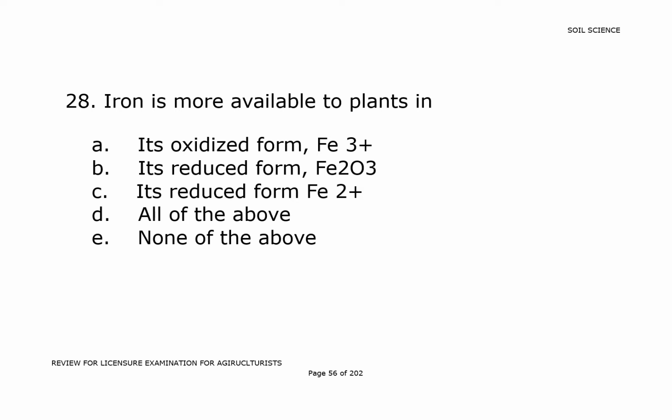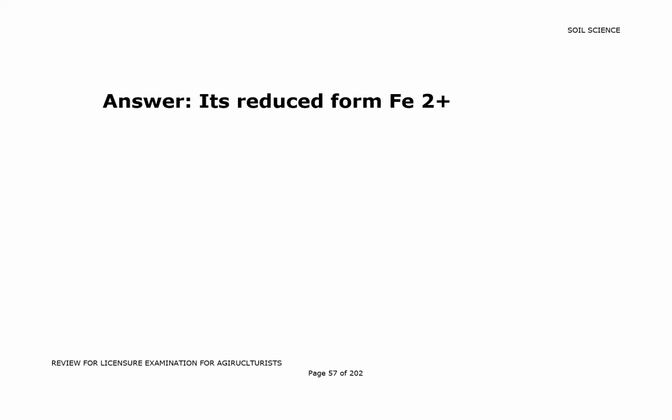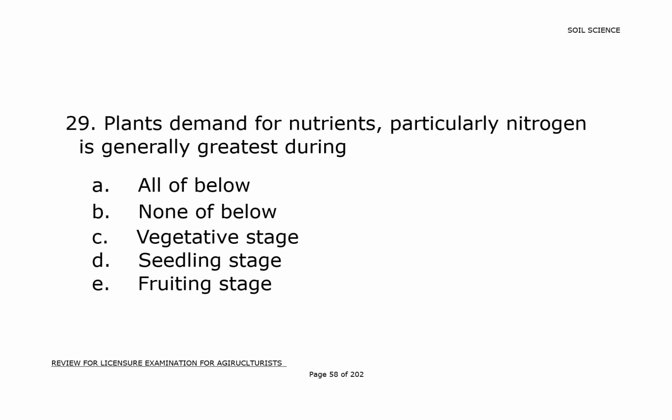Number 28. Iron is more available to plants in A. Its oxidized form Fe3+, B. Its reduced form Fe2O3, C. Its reduced form Fe2+, D. All of the above, or E. None of the above. The answer is its reduced form Fe2+.